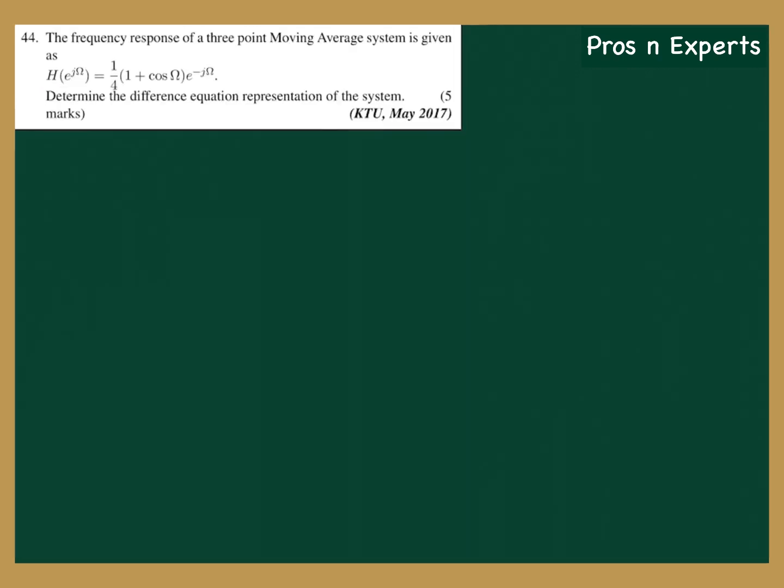And jumping on to the next question, the frequency response of a 3-point moving average system is given as h of e raised to j omega is equal to 1 by 4 into 1 plus cos omega e raised to minus j omega. Determine the difference equation representation of the system. This question is very simple. So h of e raised to j omega is equal to, expanding the bracket, I can write 1 by 4 e raised to minus j omega plus 1 by 4 e raised to minus j omega into cos omega.